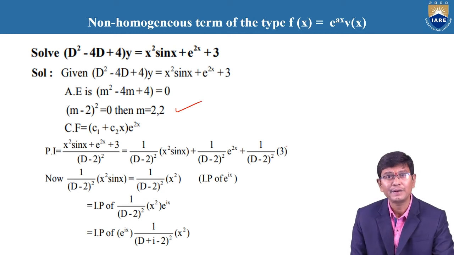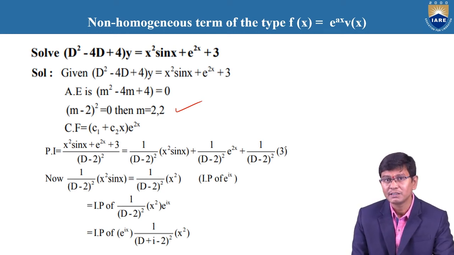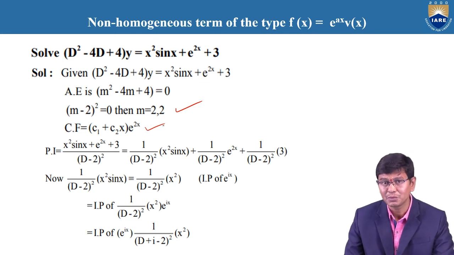Therefore, this is the repeated case. Therefore, c1 plus c2x into e power 2x is the complementary function, with the help of type 2. Now we need to find the particular integration, that is x square into sin x plus e power 2x plus 3, divided by (D minus 2) whole square.